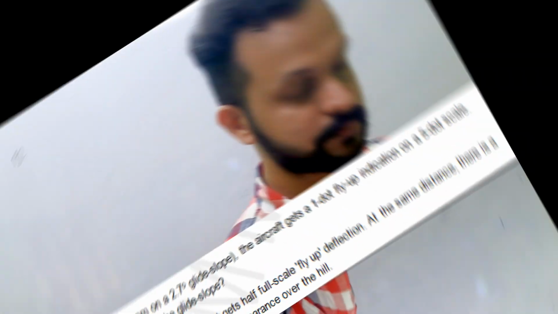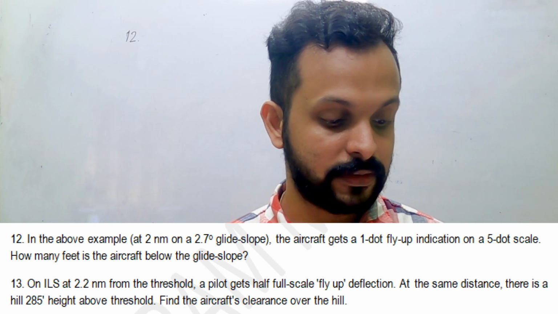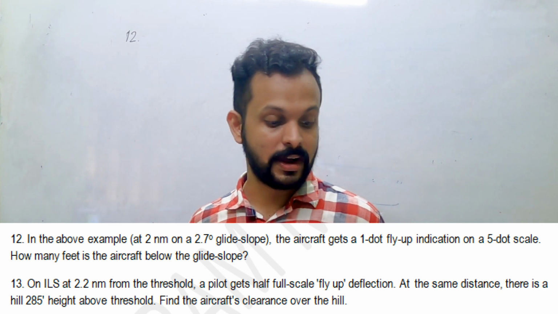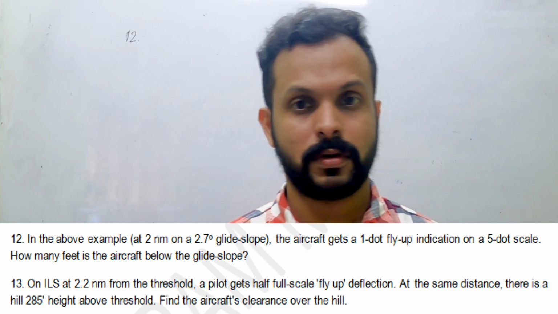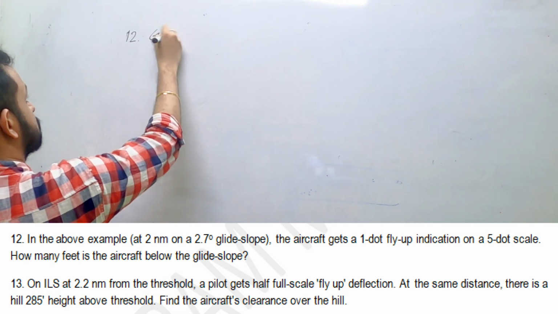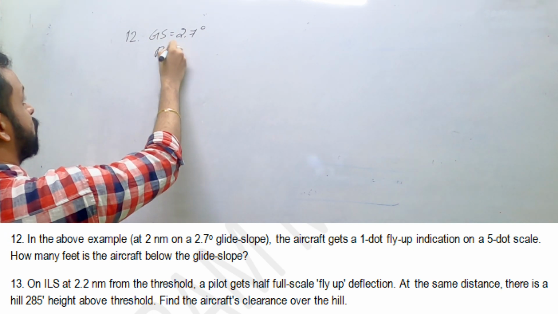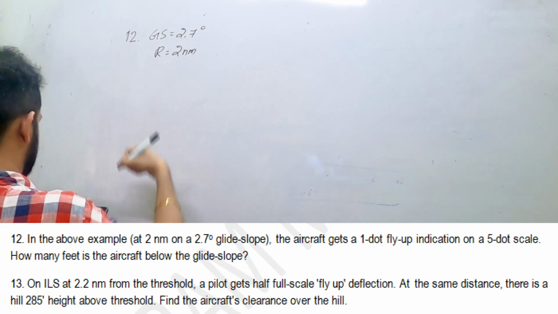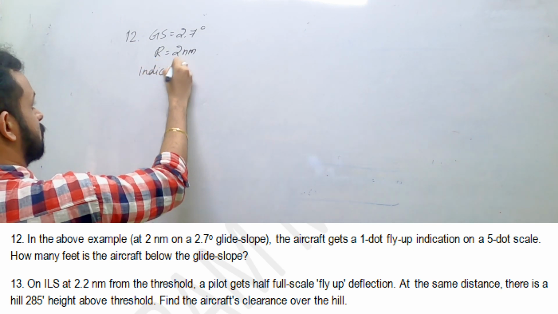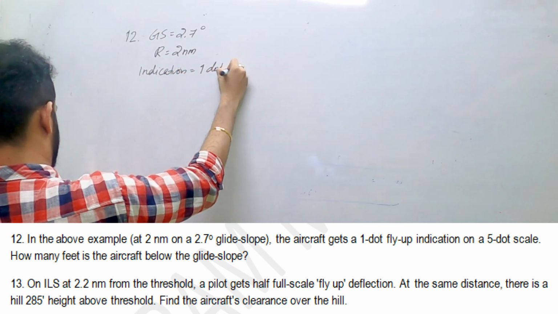In the above example, at 2 nautical miles on a 2.7 degree glide slope, the aircraft gets a 1 dot fly up indication on a 5 dot scale. How many feet is the aircraft below the glide slope? Here, you're given the glide slope as 2.7 degrees. The range from touchdown is 2 nautical miles. And the ILS indication is 1 dot fly up.